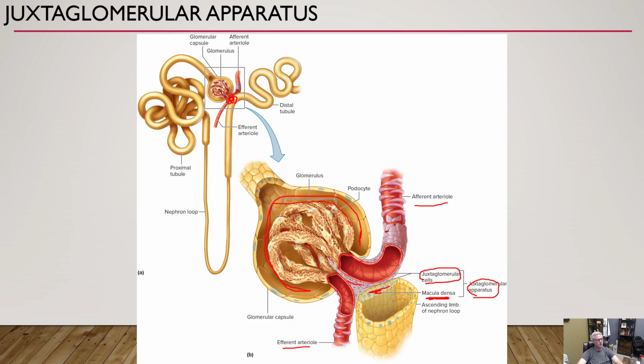And your juxtaglomerular cells are going to adjust the diameter of the afferent arterioles in order to accommodate blood pressure changes or to result in blood pressure changes. It's going to vasodilate or vasoconstrict that afferent arteriole. All right, so we're going to come back to that in several slides.